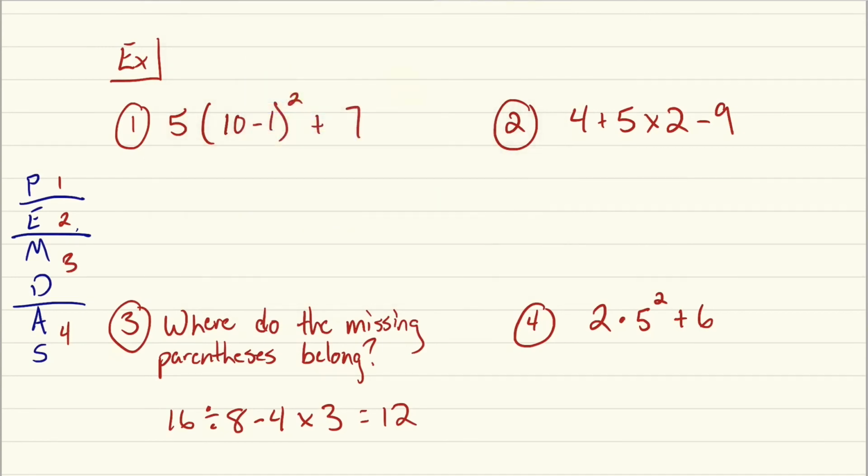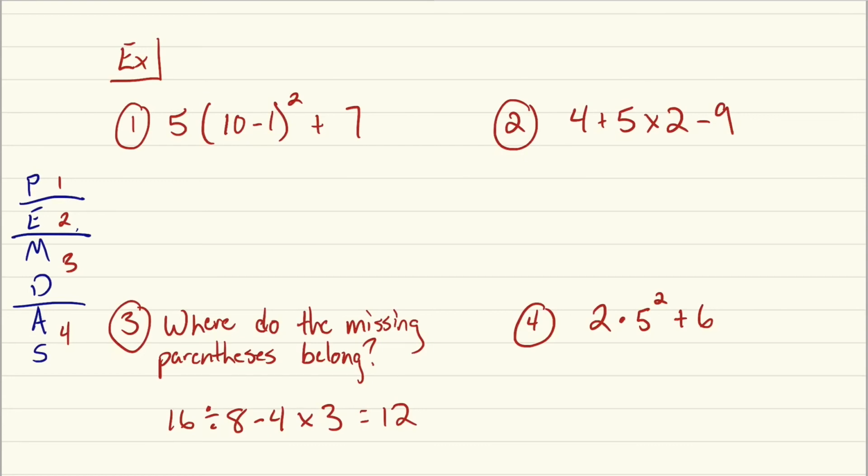So, our very first problem is 5 parentheses 10 minus 1 close parentheses squared plus 7. So immediately, the very first thing that comes to mind is that there's a lot going on in the problem. And I mentioned this in our previous lessons, but I'll say it again here: don't freak out. Don't freak out over long problems. Don't freak out over lots that you have to do.